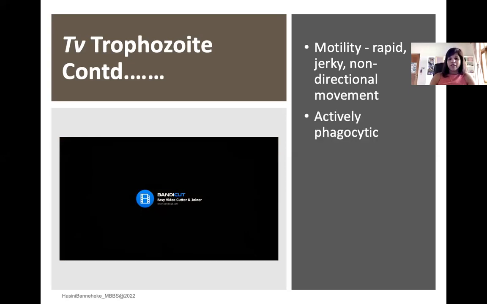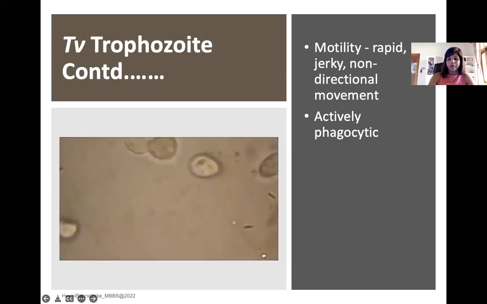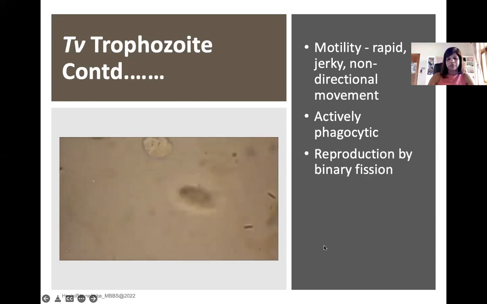And while they are moving, they are actively phagocytic, meaning they are eating up the bacteria in the vicinity, in the vagina or in any other location. They'll have bacteria in the area, and they are just eating up and moving. That's why they are shaking. If I show you again, you can see that they are eating up the bacteria around them. And their reproduction is by binary fission, that is by just dividing the cell into two.